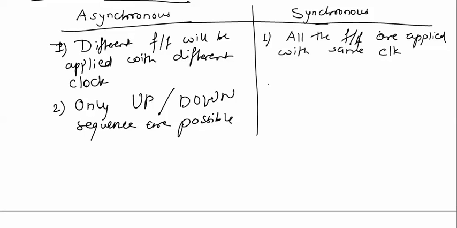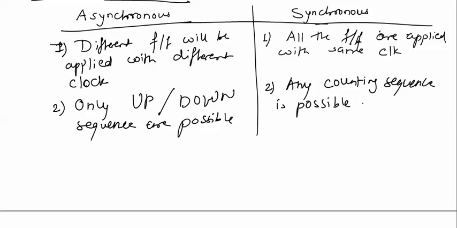While a synchronous counter can count any counting sequence. If we want 5 after 2, we want the sequence 1, 2, 5, 0, 3, 4. This sequence is also possible using a synchronous counter. So any counting sequence is possible. This counter can count in any counting sequence.